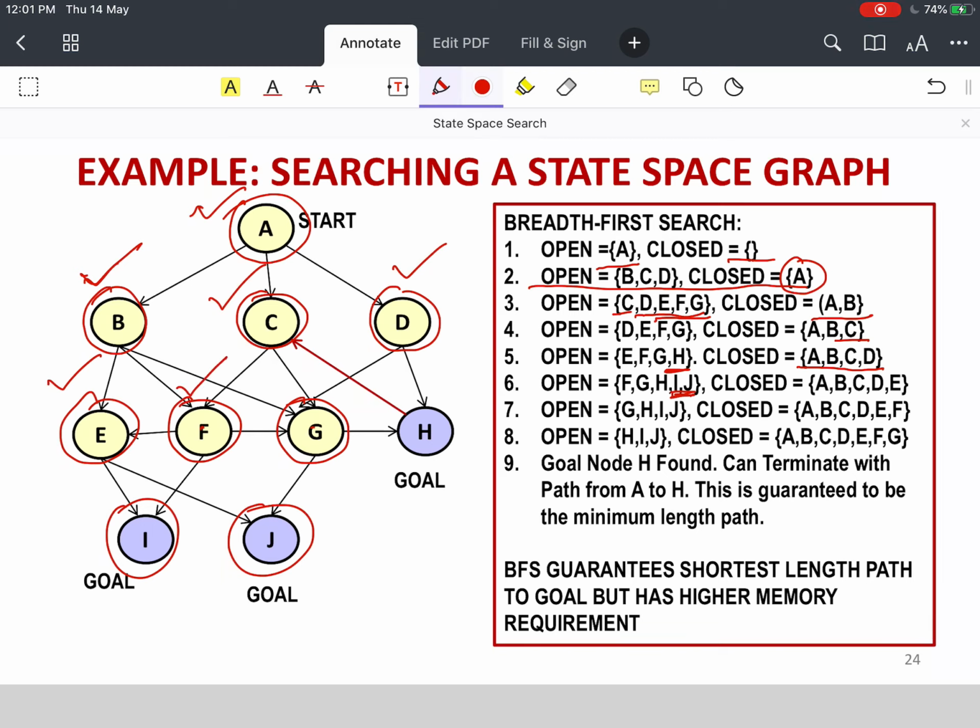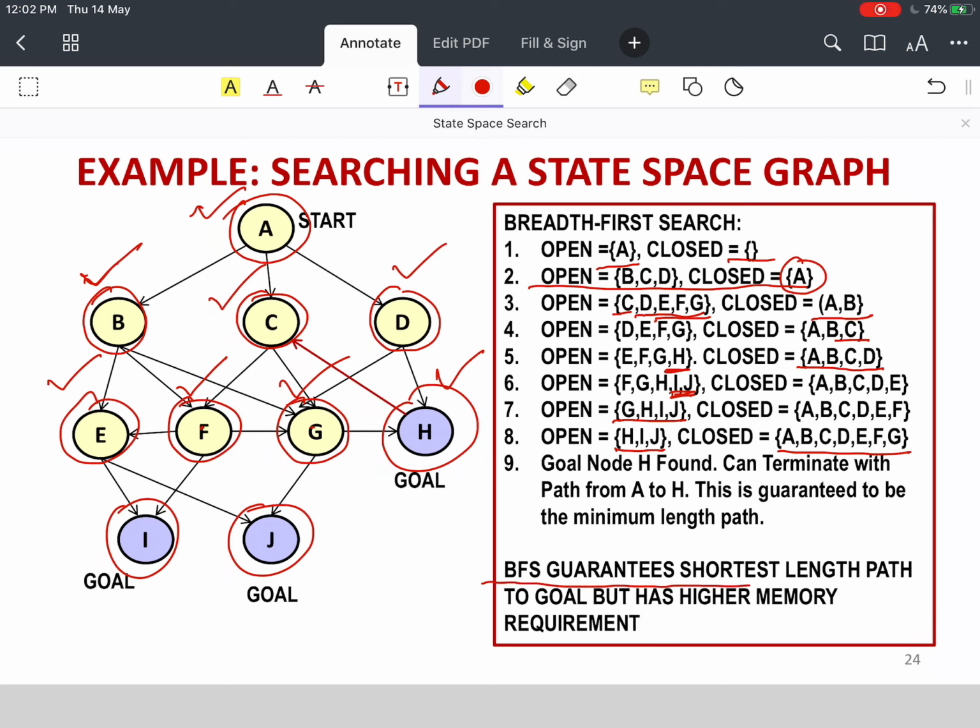Now F is in front of the queue, so F is removed. F has children I and G, but they are already in open, so nothing is added to the queue, and the queue becomes G, H, I. Then G is removed, and its successors are already in open. So we have H, I and J, and closed is this large list. Now H is removed next, and being the goal node, it is terminated.